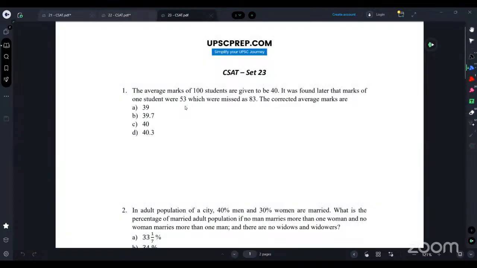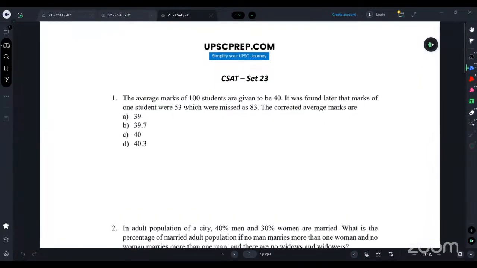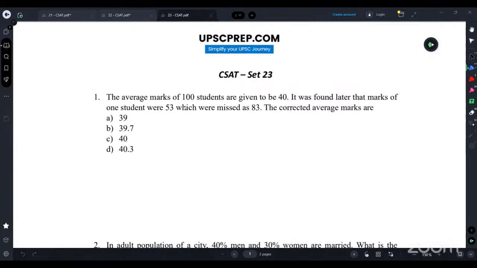Okay. Now let's see the last question, guys, from this set. The last set and first question. The average marks of 100 students are given to be 40. Okay. So we have a total of 100 students and the average marks are 40.